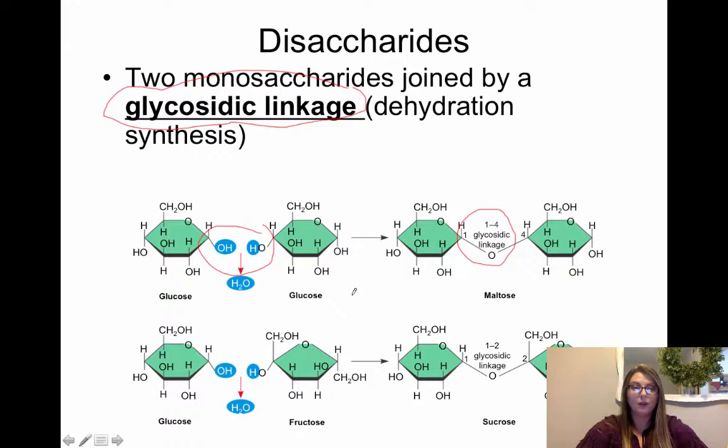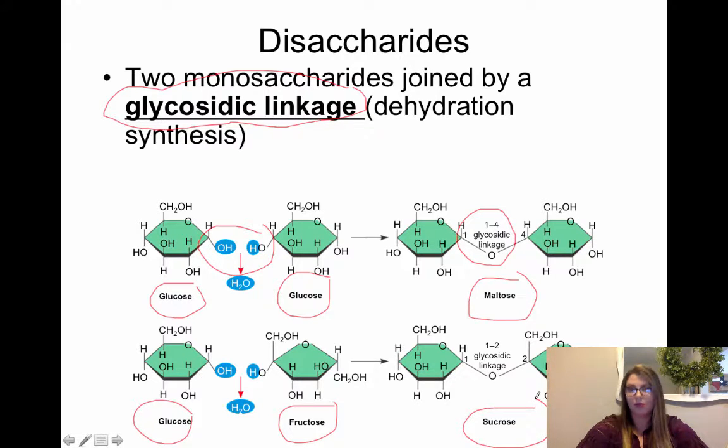Some other things you want to make note of: when you have the monosaccharide glucose coming together with another glucose, that gives you maltose. So know that two glucose coming together to form a disaccharide gives you maltose. Also know that when glucose comes together with fructose, you get sucrose. And sucrose is just simple table sugar.